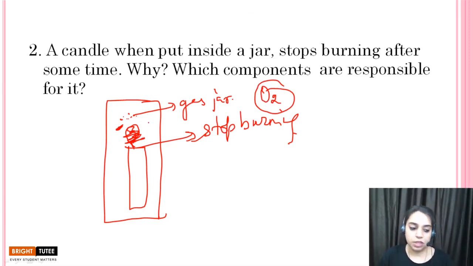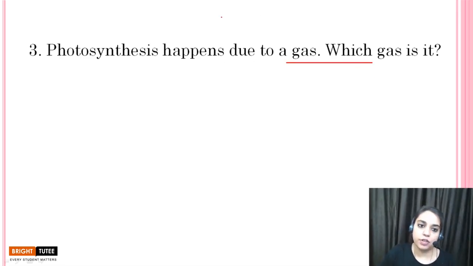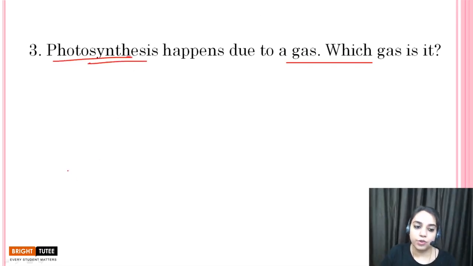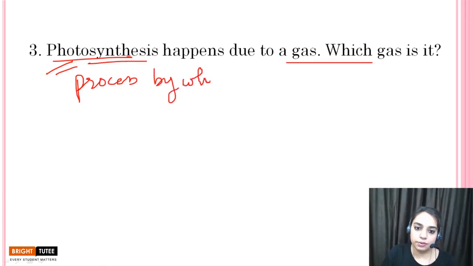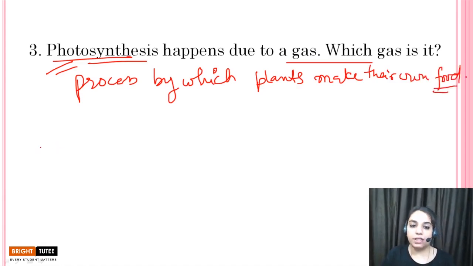Okay. So let's move to the next question. Photosynthesis happens due to a gas. Which gas is it? So children, first of all you need to know what is photosynthesis. Photosynthesis is a process by which plants make their own food, right? So it is the process by which plants make their own food.